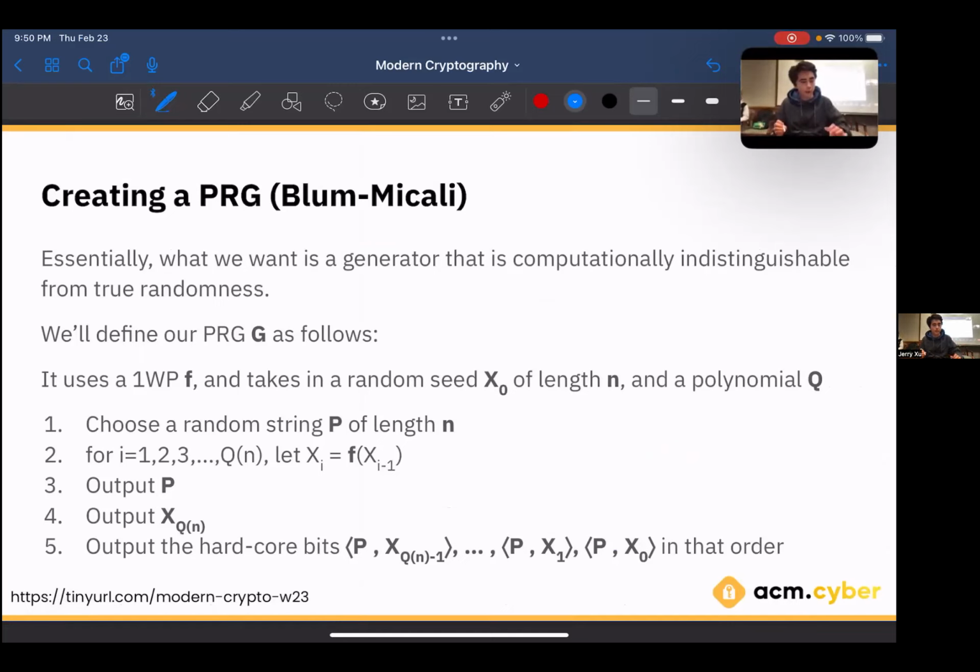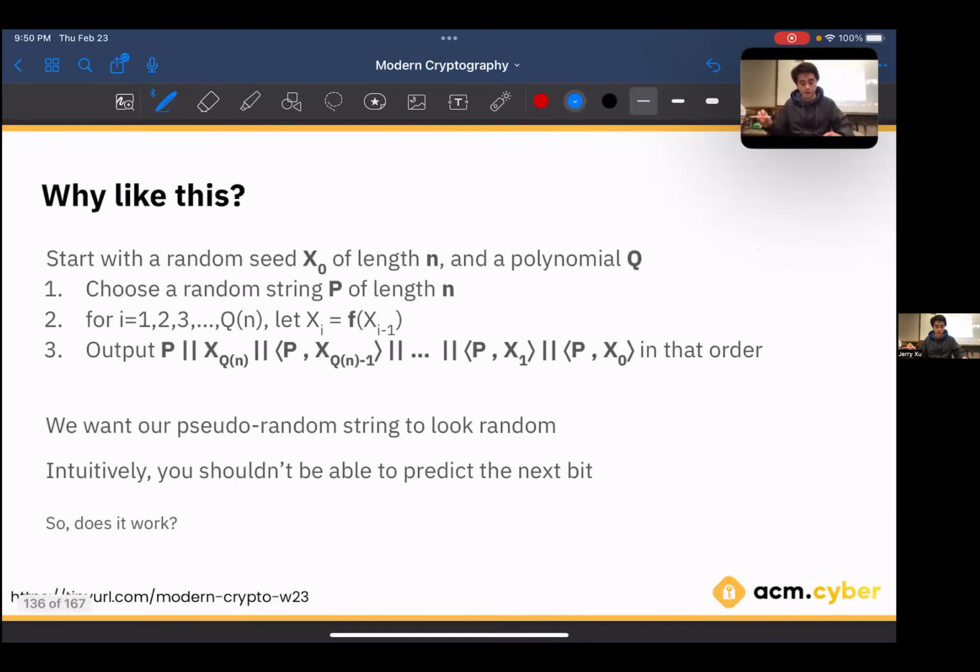I think I will come back to this later. Basically, the idea is we're going to make a PRG. If you're interested, you can find Blum and Micali's paper. But basically, the idea is we're going to make a PRG out of hardcore bits, right? And as it's going to turn out, if you're able to predict the next bit that this PRG spits out, that's going to be as good as predicting a hardcore bit, which we already showed is as good as inverting a one-way function, right?